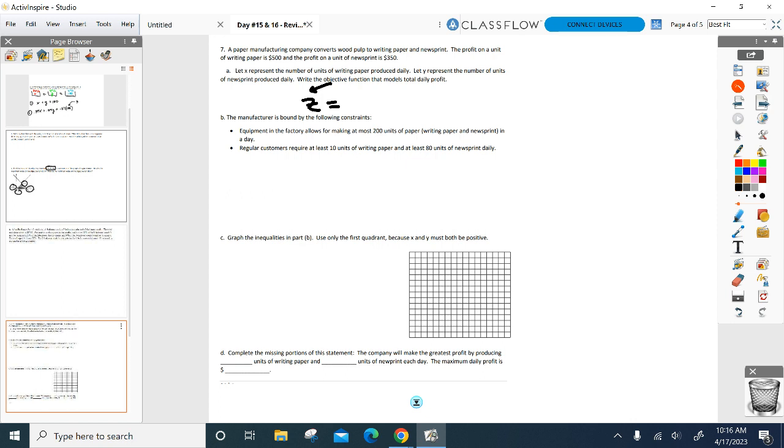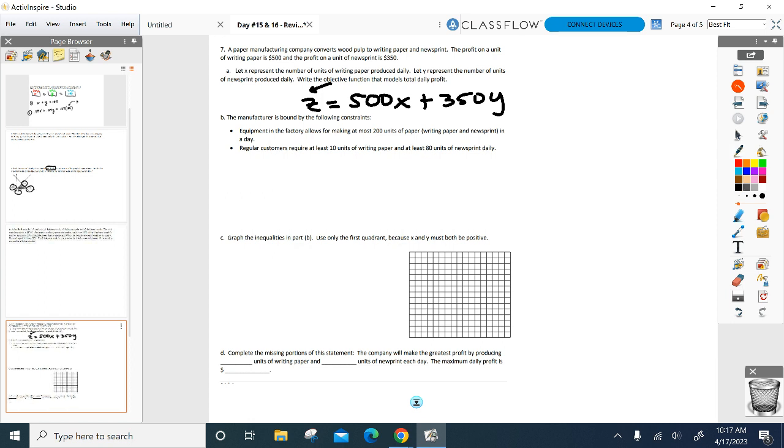Okay, the money goes with Z equals, so I can see how much profit I can have. 500 for writing paper. So 500 times X plus 350 for the newsprint. 350 Y. There you go. That's going to tell me what's going to give me the most profit. And remember, I don't graph it. All I do at the end is I plug in my corner points into there to see which one gives me the max.